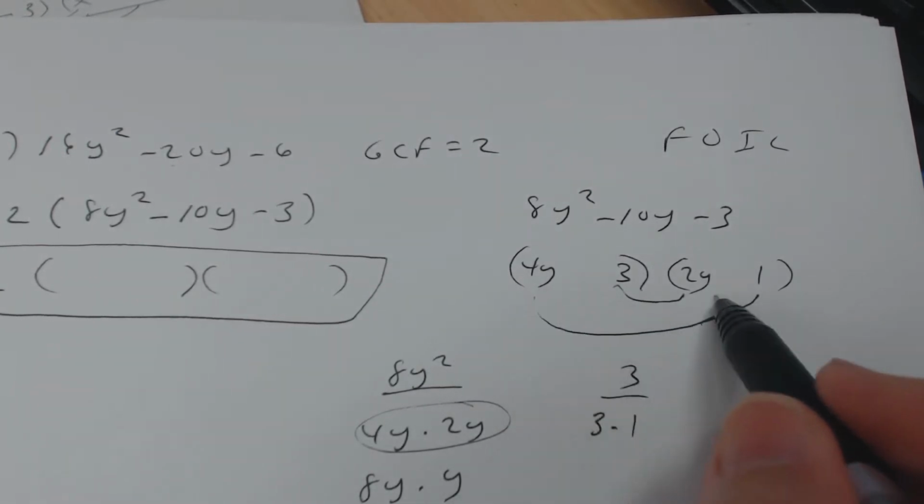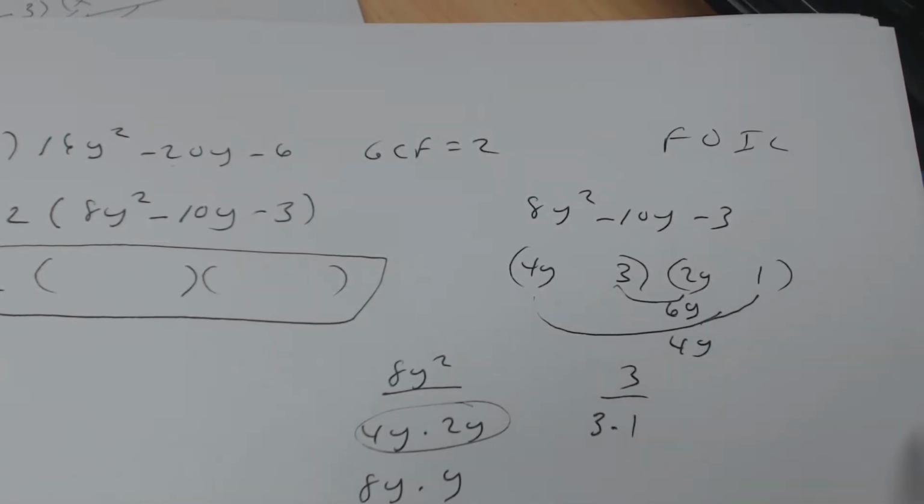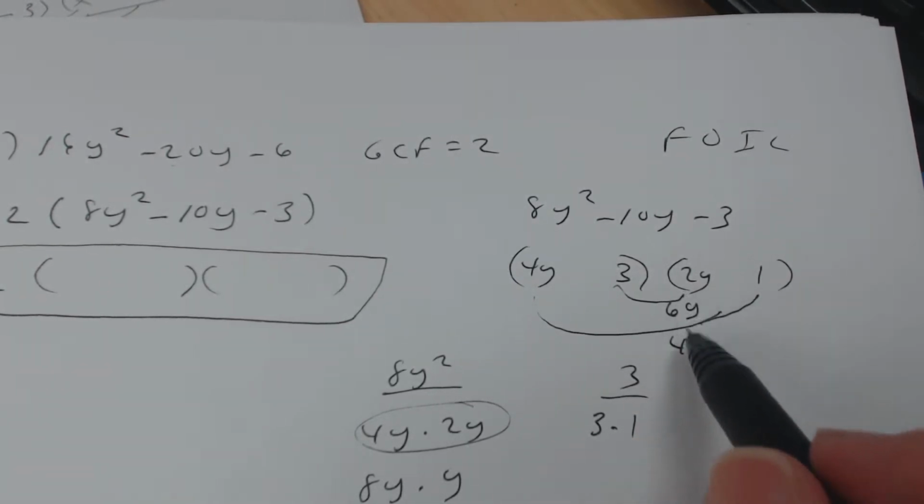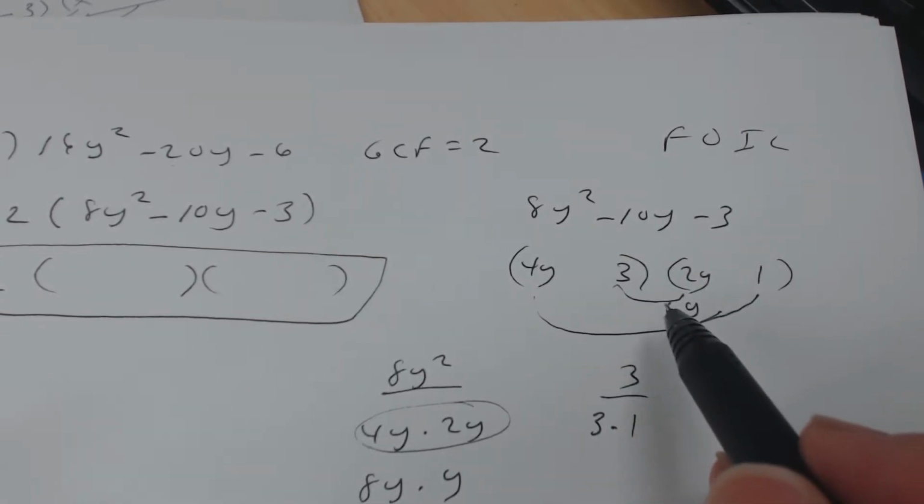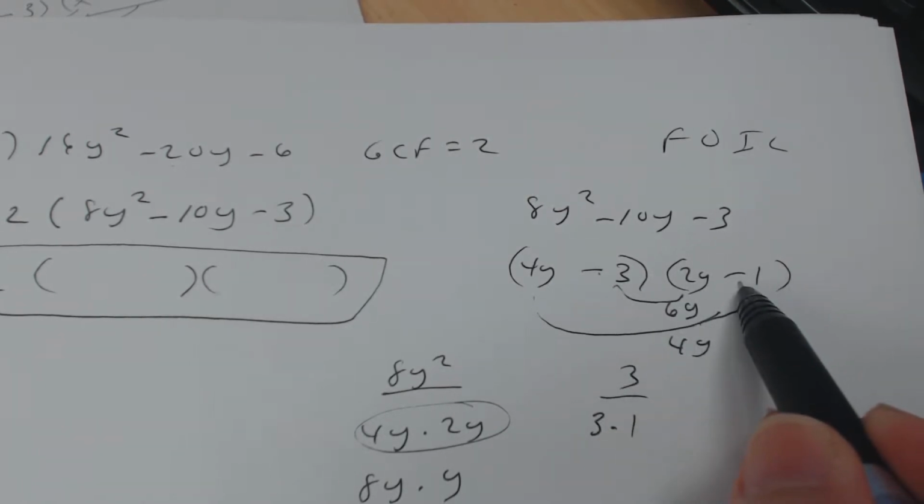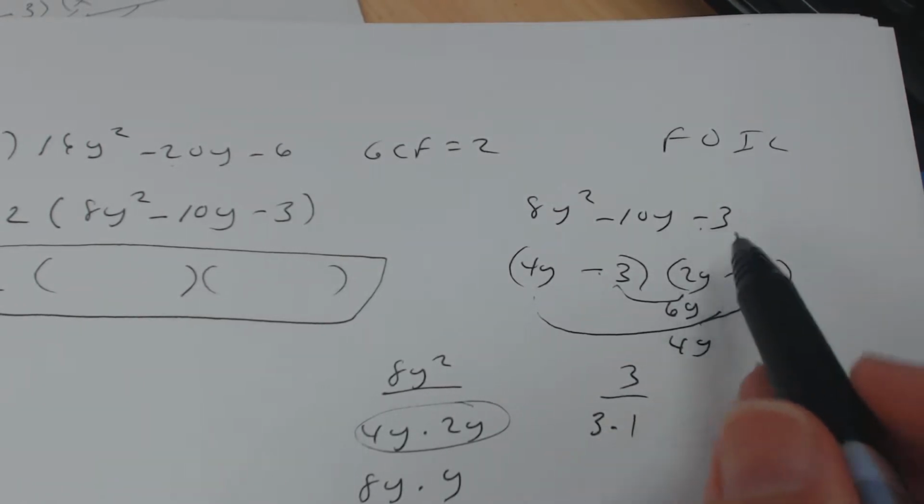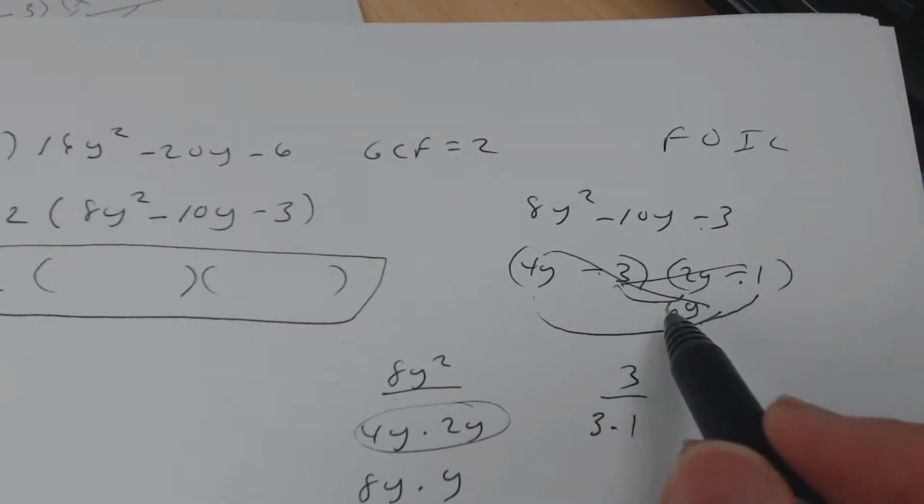So let's look at the outer. The outer is 4y. The inner is 6y. Now be careful. Don't say, well, 6 plus 4 is 10 and make both of these negative. That's not going to work. Be careful because a negative 3 times a negative 1 is a positive 3 and I wanted a negative 3. So don't make that mistake.